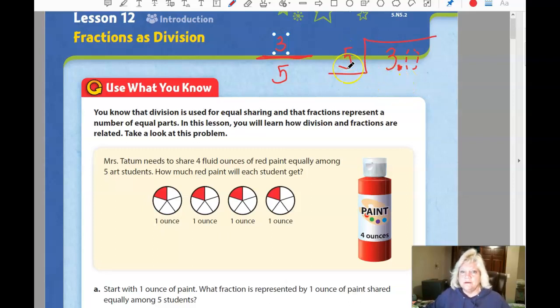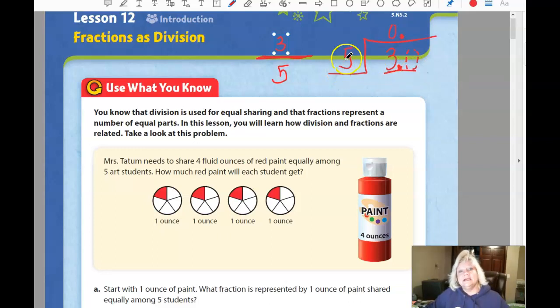So ask yourself, how many groups of 5 can I get out of 3? The answer is 0, so make sure that you put your place value 0 in there. My decimal automatically gets moved up. So I've already looked at the 3 and I said 0. So now I'm going to add in another number, it's a 0, so it's going to be 30.